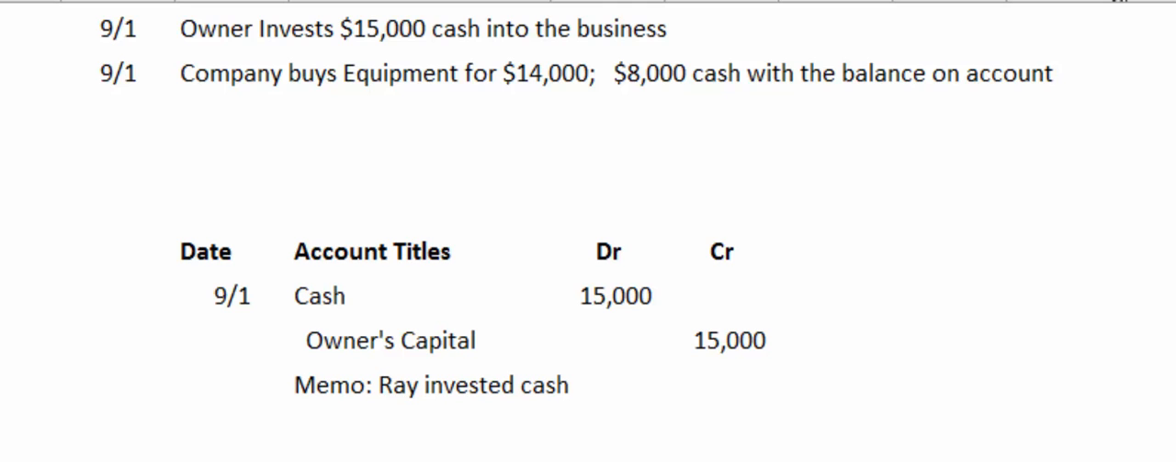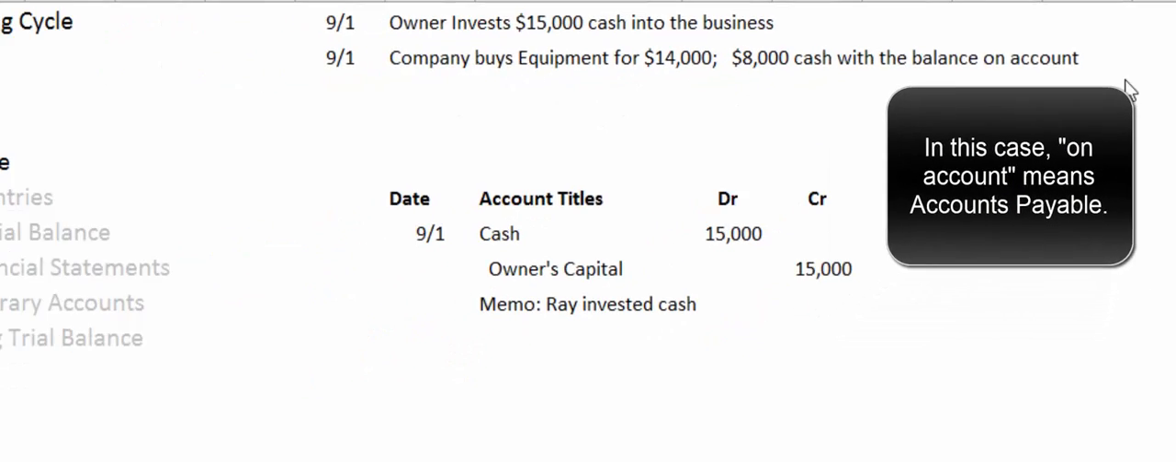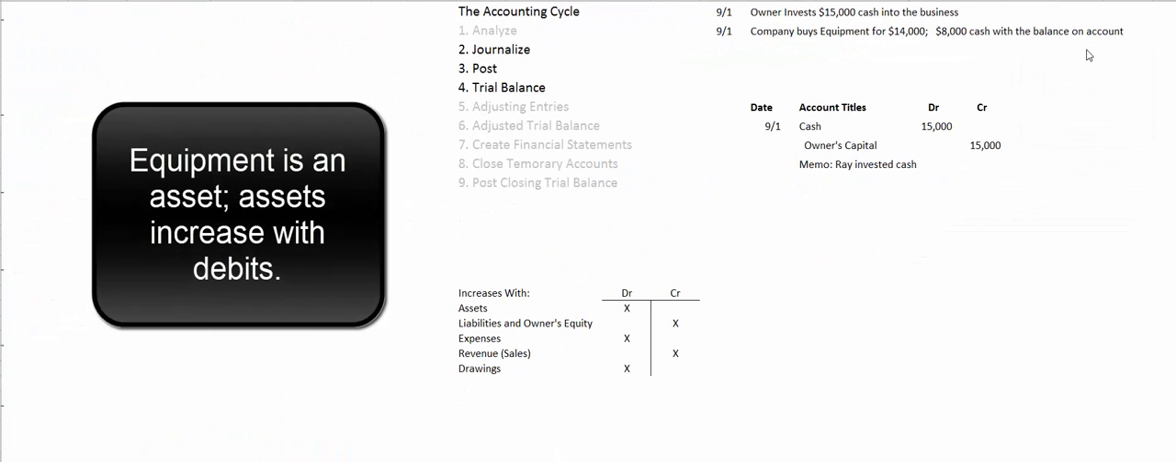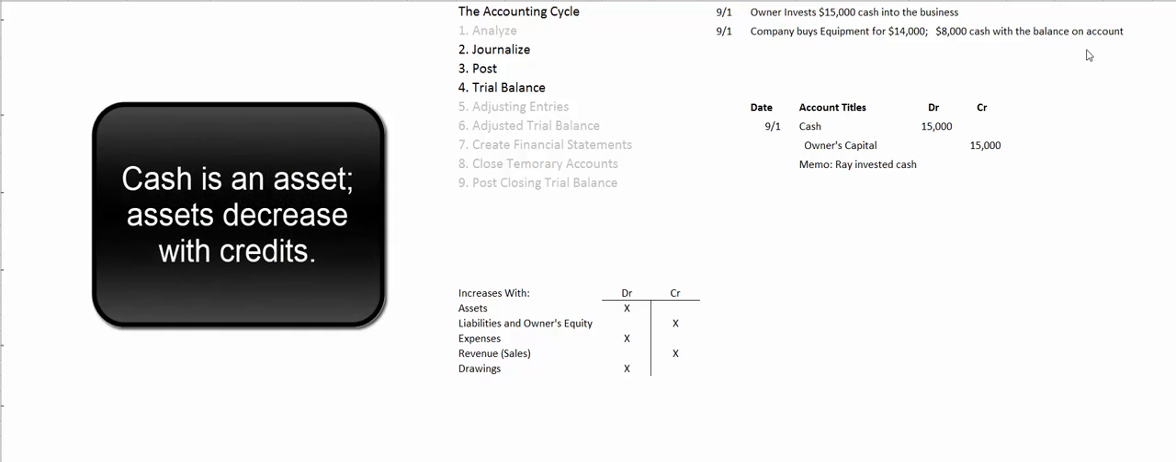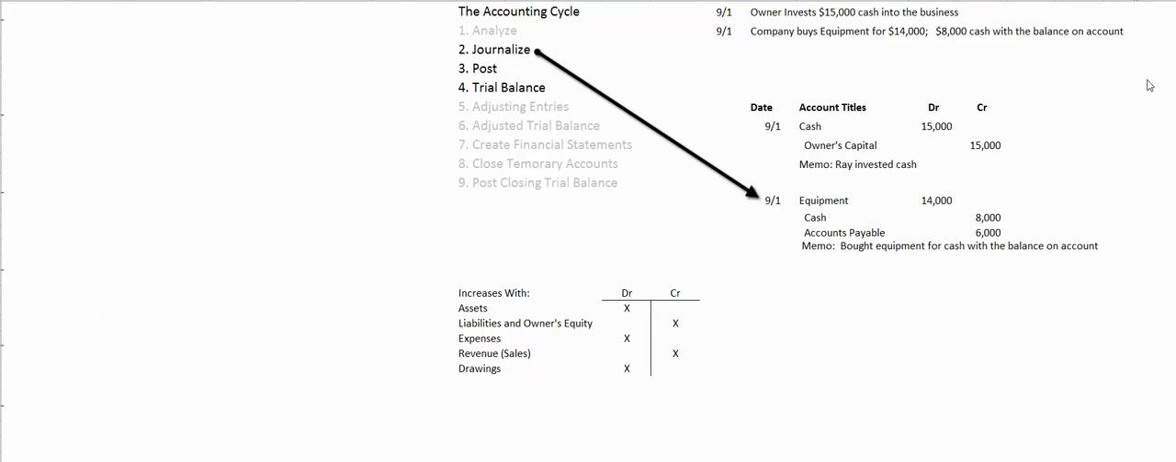The next transaction, the company buys equipment for $14,000, putting $8,000 down with the balance on account. Equipment is an asset, it increases with debits. Cash is an asset, it decreases with credits. And accounts payable is a liability account, it increases with credits. So there's our date, our debits, our credits, and we always want to remember to make a little note to remind ourselves and the next person exactly what happened with that transaction.